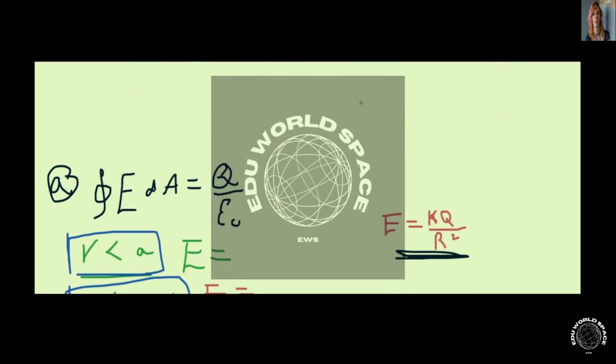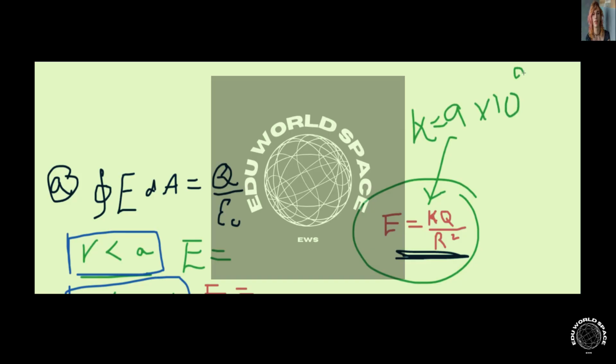So remember that when you have a point charge, the electric field is given by this. Remember what K is? K equals 9 times 10 to the 9. It's also equal to 1 over 4 pi epsilon. Epsilon is just a constant. Also remember Gauss' law. Here it is. Gauss says that the closed loop integral of E dot dA equals Q, the total charge enclosed, divided by epsilon.